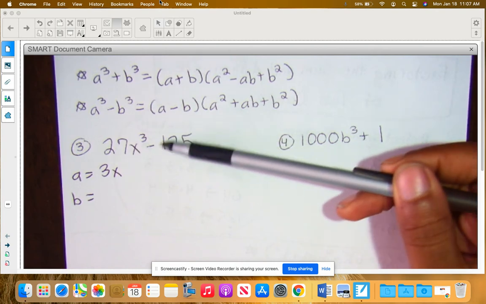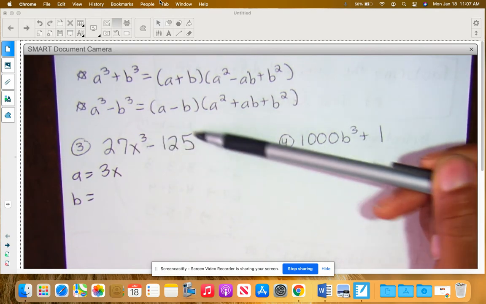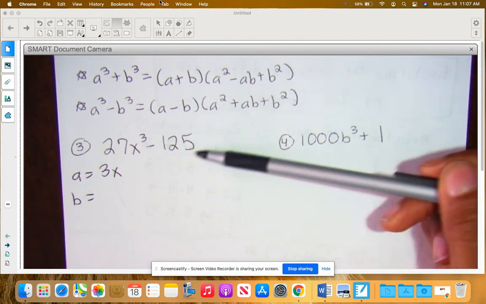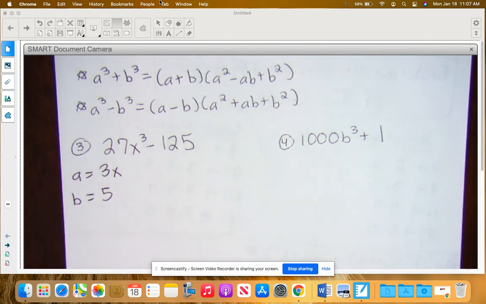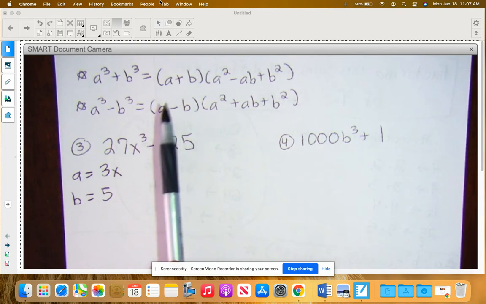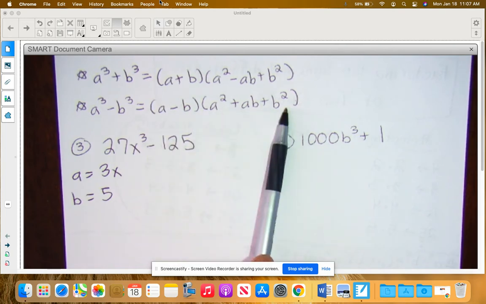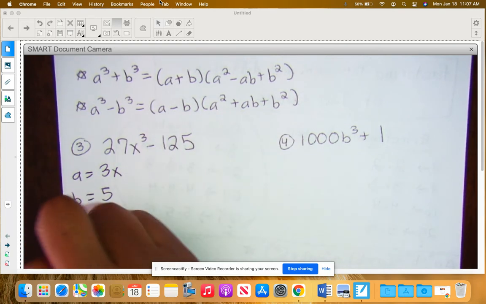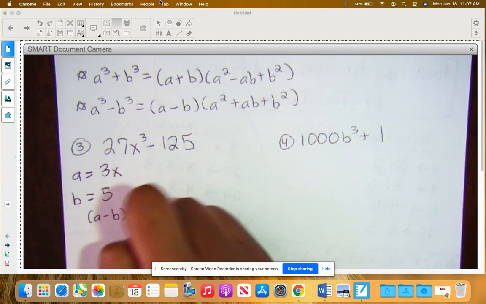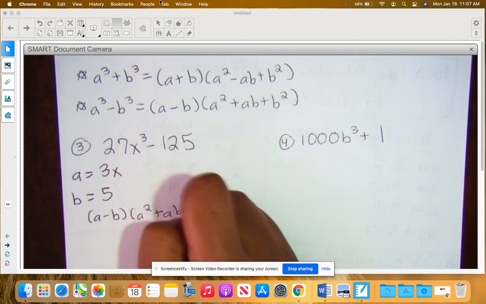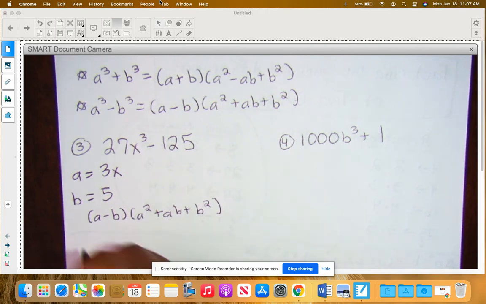Now I need to find the cube root of 125. What number three times is going to give me 125? That number is 5. Because 5 times 5 times 5 is 125. Now, I got a subtraction sign in the middle, so this is a difference of cubes. So I'm using the bottom formula down here. A minus B, A squared plus AB plus B squared. So I'm going to plug in my numbers.